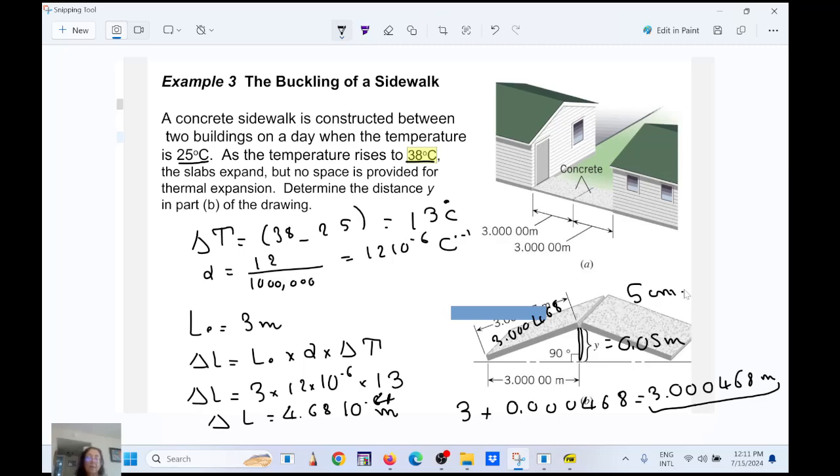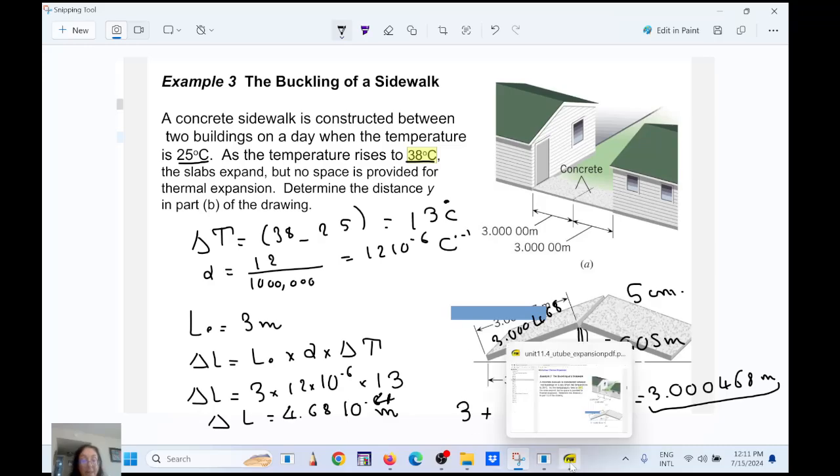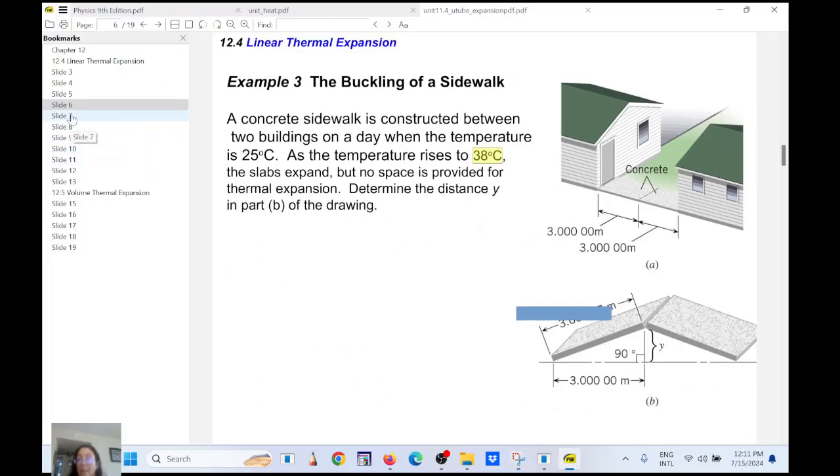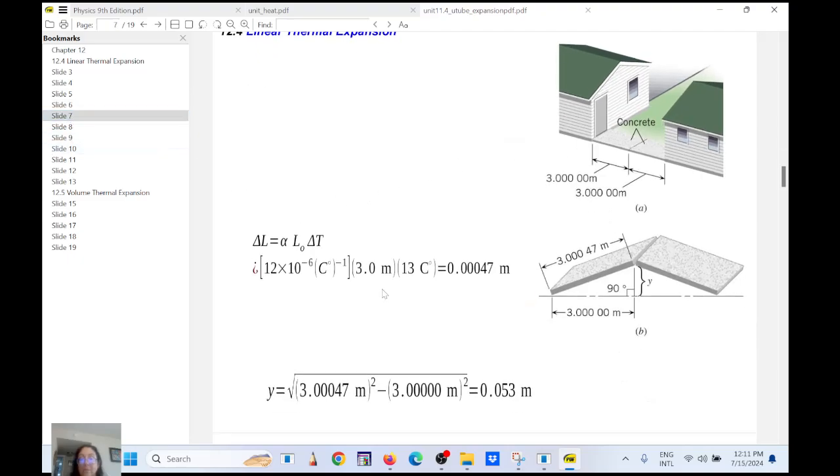So it's like this, right? 5 centimeter is not to be neglected. It's significant, right? So it's about this. It's a lot. That's why engineers, or civil engineers, have to think about it. You cannot neglect that. Okay, so you have the steps here. Let's see.